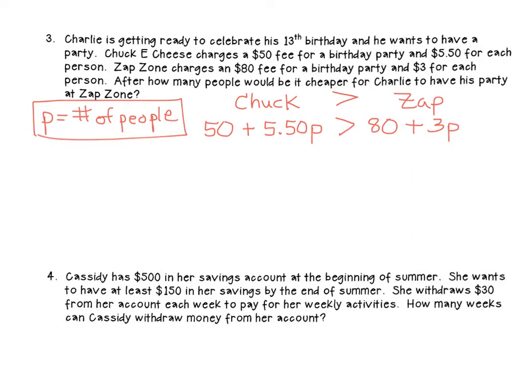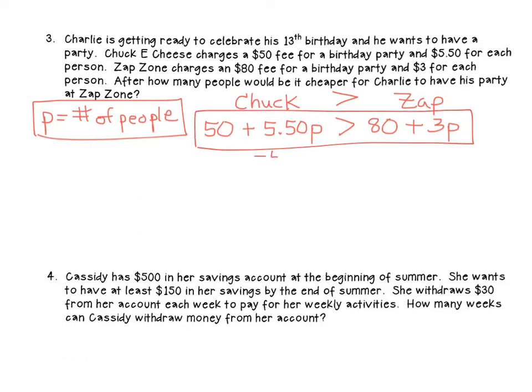Okay, so Chuck E. Cheese's is going to charge you $50 just for the room, and then $5.50 per person. Zap Zone's going to charge you $80 just for the room, and $3 a person. And the arrow's pointing to Zap Zone because we want Zap Zone to be smaller than Chuck E. Cheese's. All right, here we go. So that's your inequality. Hopefully you notice there are variables on both sides.